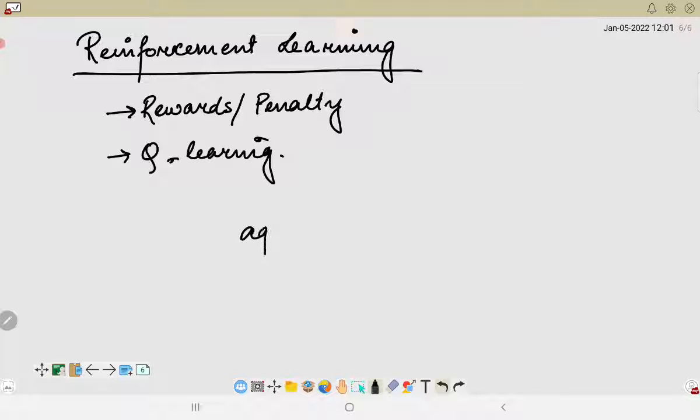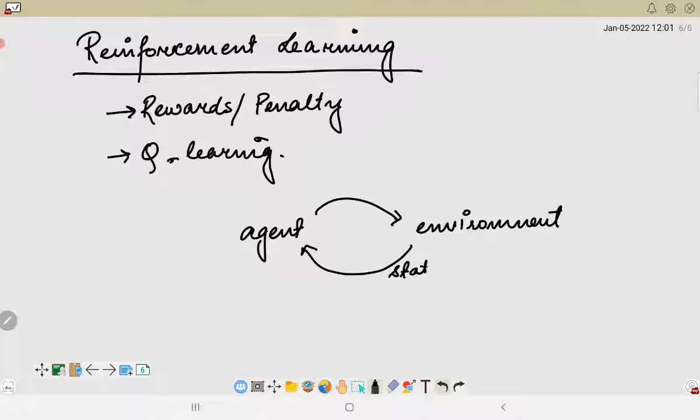Okay, so now talking about reinforcement learning, what actually happens? Suppose there is an agent. This agent will try to do some action on the environment, and based on this action, the state of this agent will change, the environment will change, and some reward or penalty would be given. Now what do we mean by this? Let us take a very basic example.